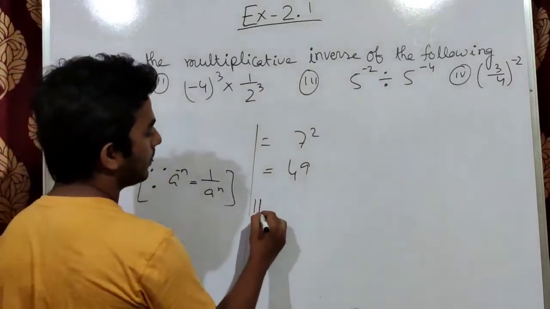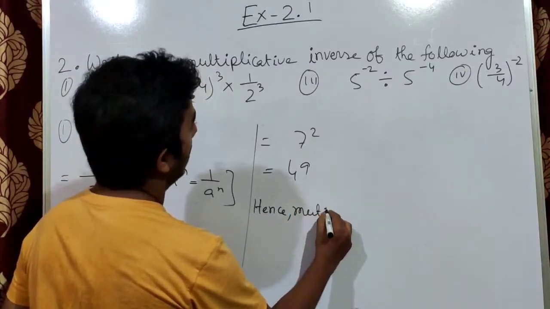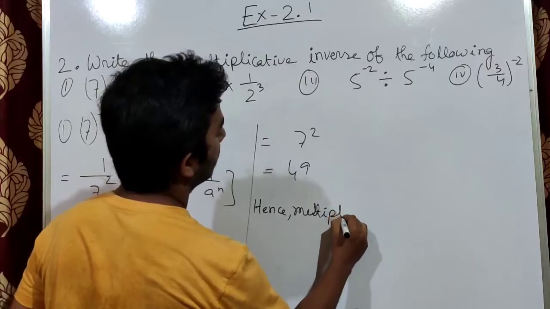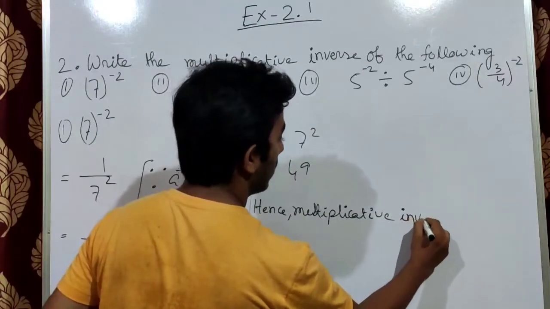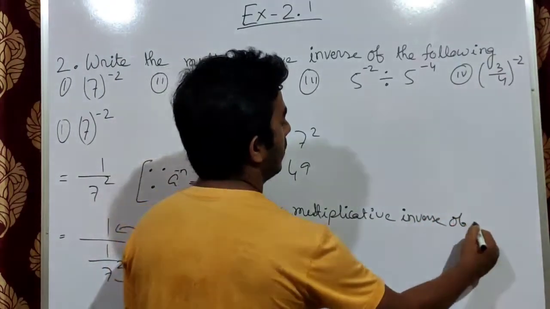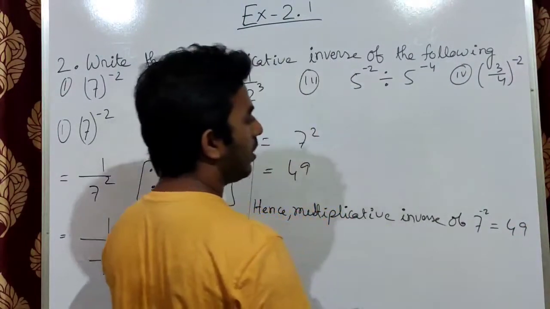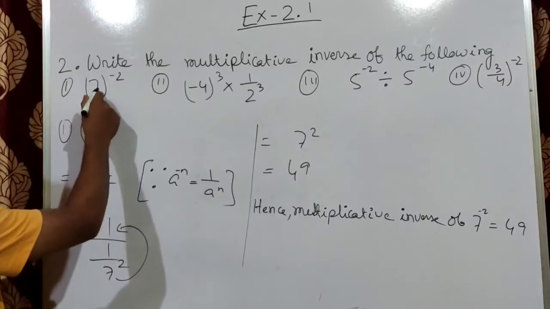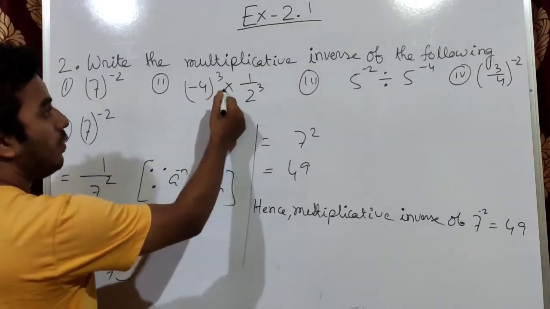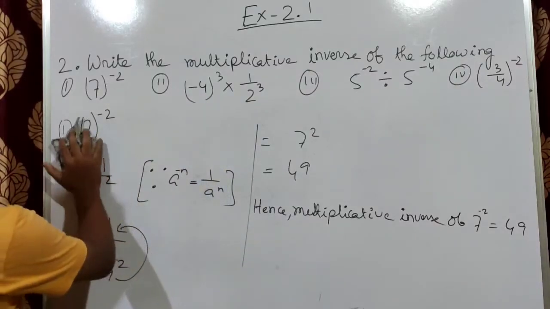So we will write, hence, multiplicative inverse of 7 to the power minus 2 equals 49 or 7 square. Clear? This was our first one, that is for 7 to the power minus 2. Now our second is minus 4 into 1 by 2 to the power 3, right? For this, first of all we have to solve this part.